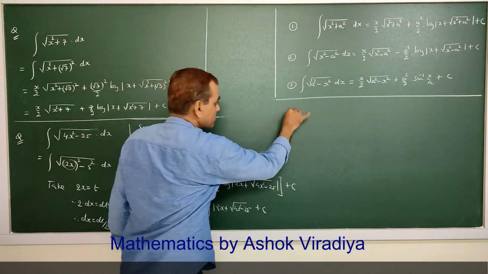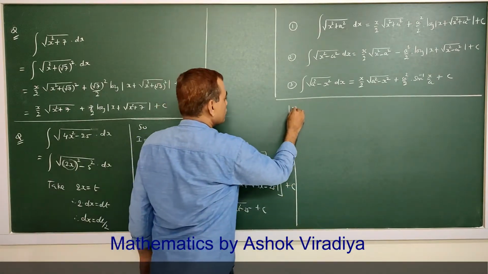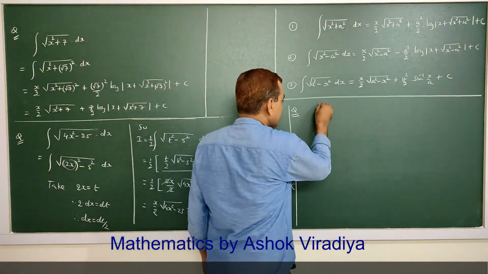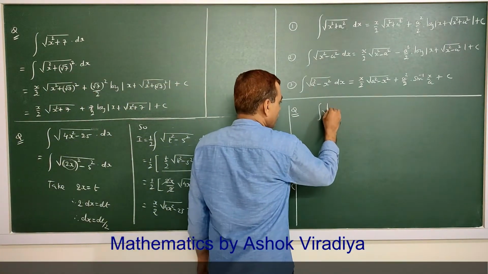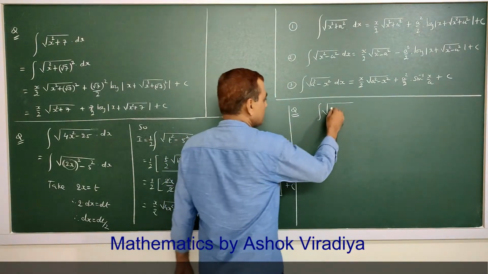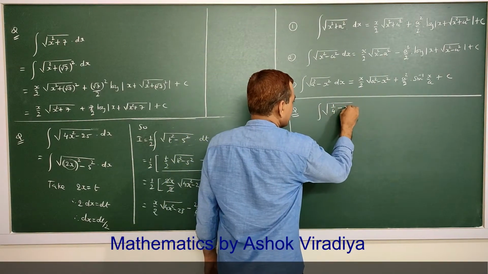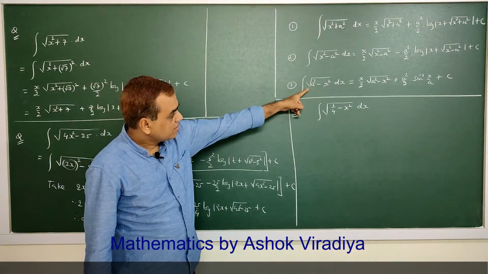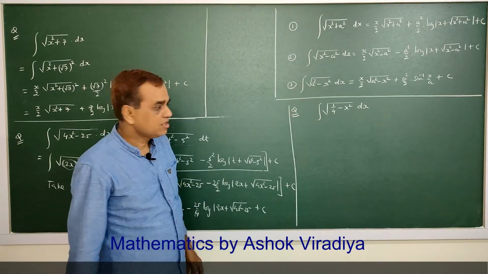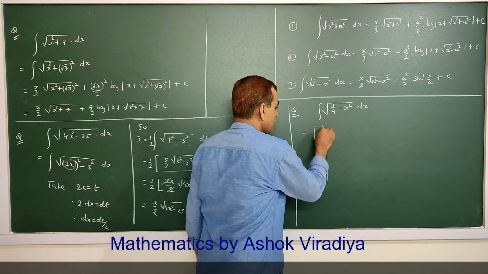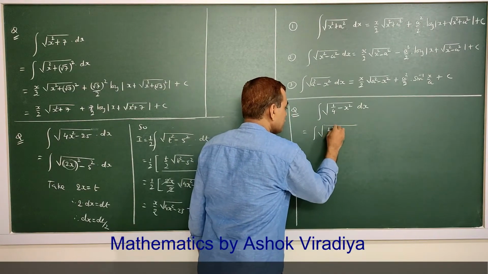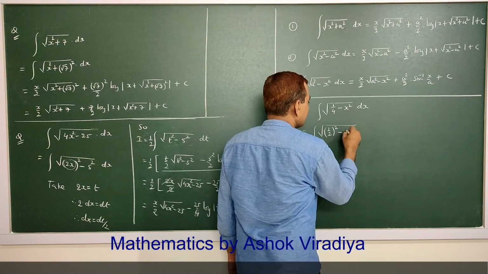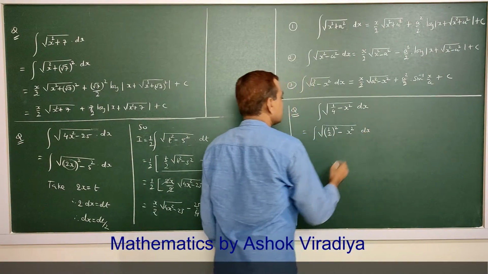Now the third question. Suppose we want the integral of square root of 1 by 4 minus x square. So you can match it with this formula. Here this square root of 1 by 4, we can see as 1 by 2 whole square minus x square dx.